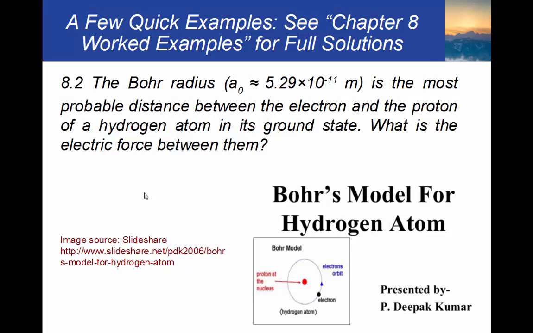Okay, next up we have a problem that deals with the Bohr model of hydrogen, basically of a simple atom. We're given the Bohr radius, which is basically the distance between the proton and the electron in a simple Bohr model hydrogen atom. And this turns out to be basically the most probable distance between the electron and the proton when the atom's in its ground state. In any case, what we want to know is what's the electric force between the proton and the electron when they are separated by this distance.